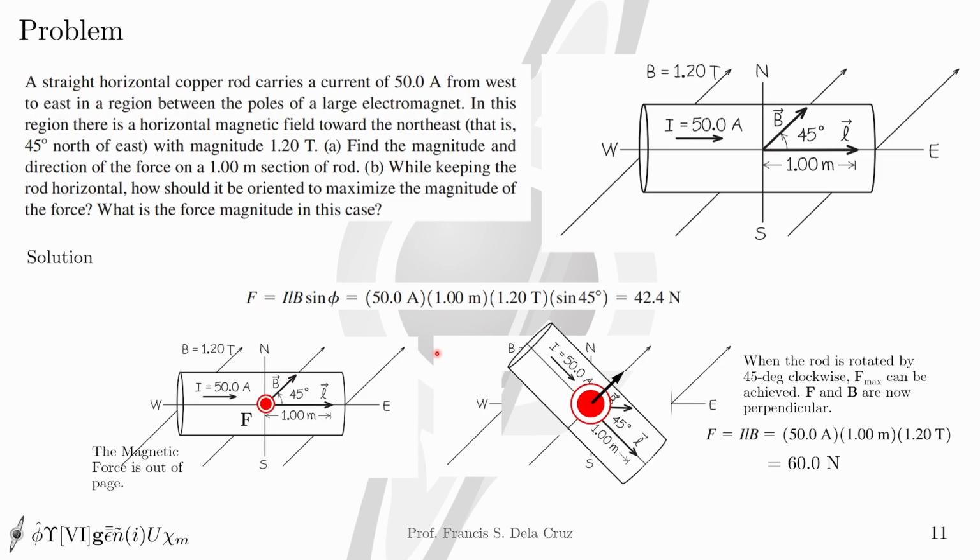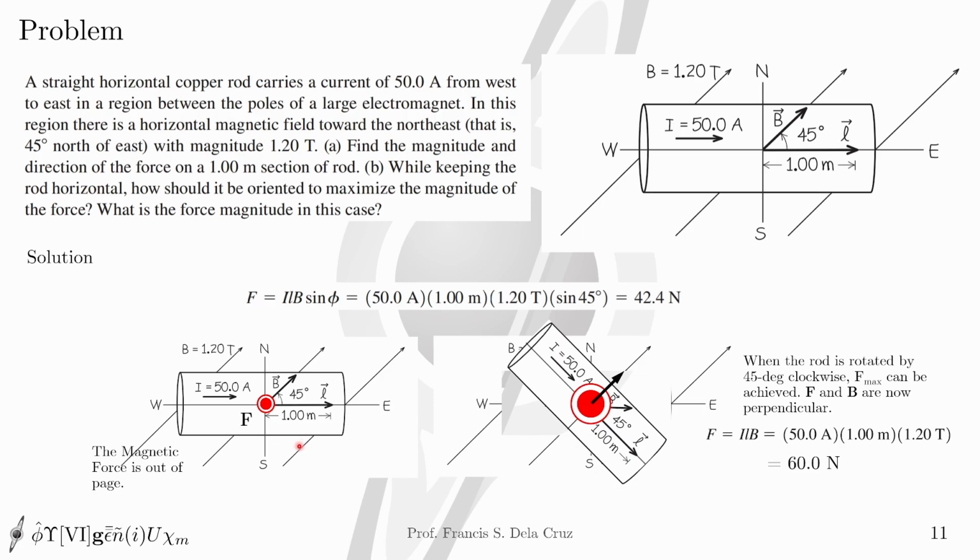But since we're just looking first for the magnitude of the force in this orientation, here is the setup of the problem. You have this segment of the wire which carries 50 amperes of current, and then the magnetic field, which is 1.20 teslas, or magnetic flux density equivalent to 1.20 teslas, is around 45 degrees relative to the wire.